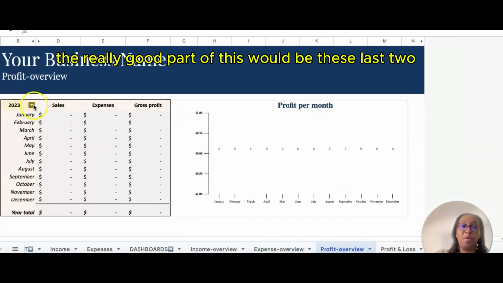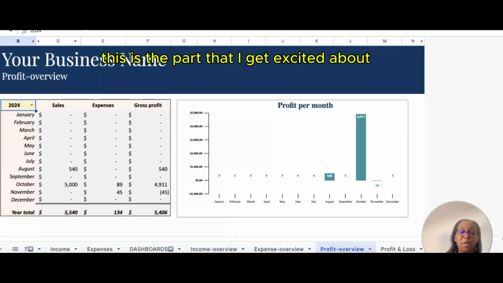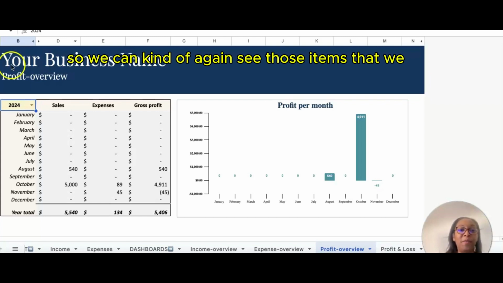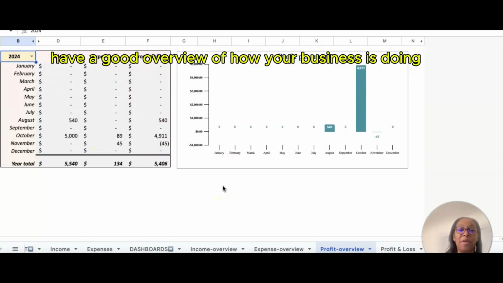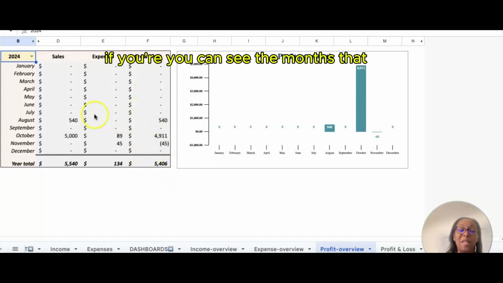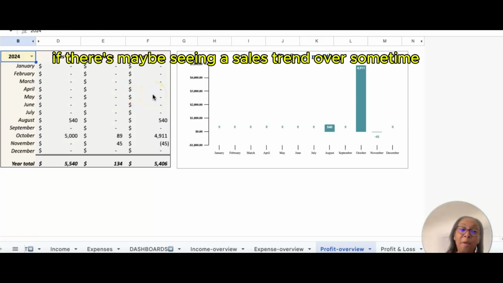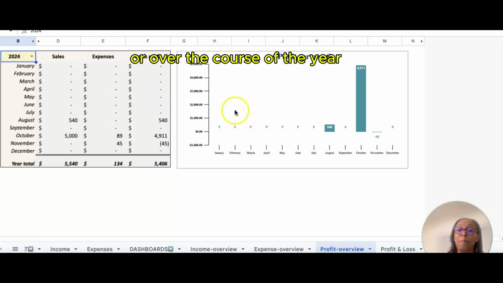But the really good part of this would be these last two. This is the part that I get excited about because it's the reporting part. So we can kind of, again, see those items that we entered, and then a running gross profit as well. So this is really good to have a good overview of how your business is doing. If you can see the months that maybe you're making more money, if there's maybe a sales trend over some time, or how your expenses are stacking up month to month or over the course of the year.